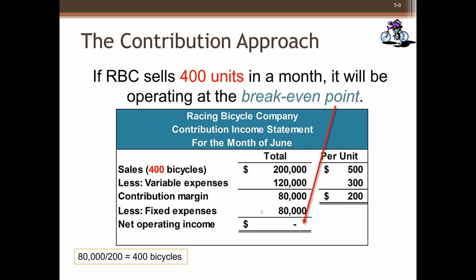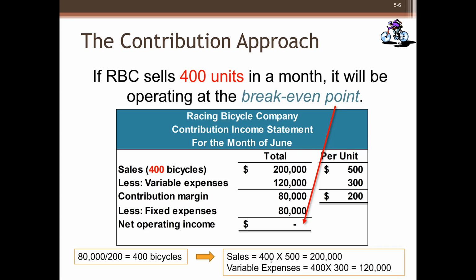And we can use the contribution margin per unit to calculate how many bicycles should be sold to reach the break-even point. Unit contribution margin is $200. So here we use 80,000 divided by 200. You will get 400 bicycles. And to verify, total sales and variable expenses are those calculations.